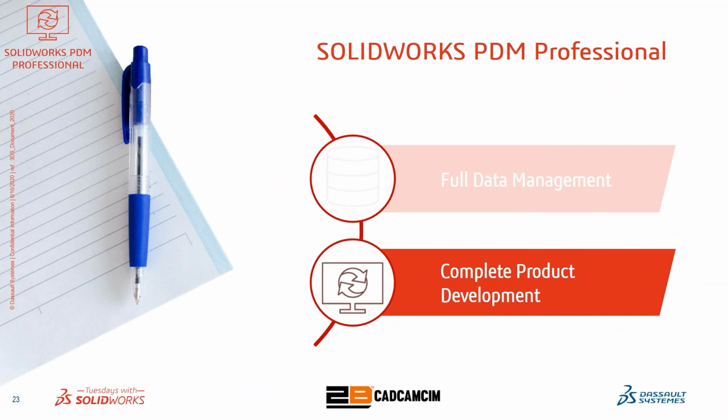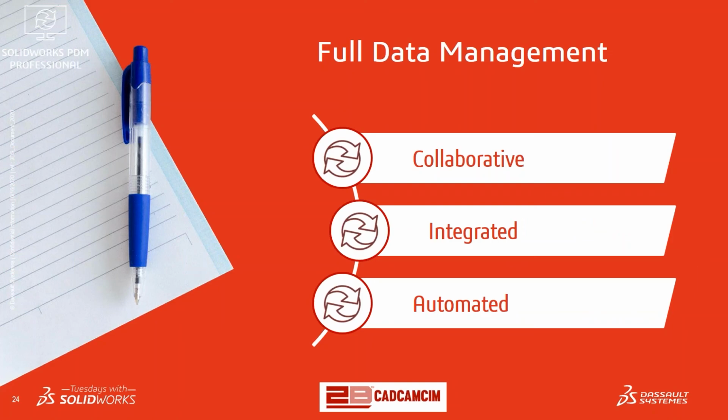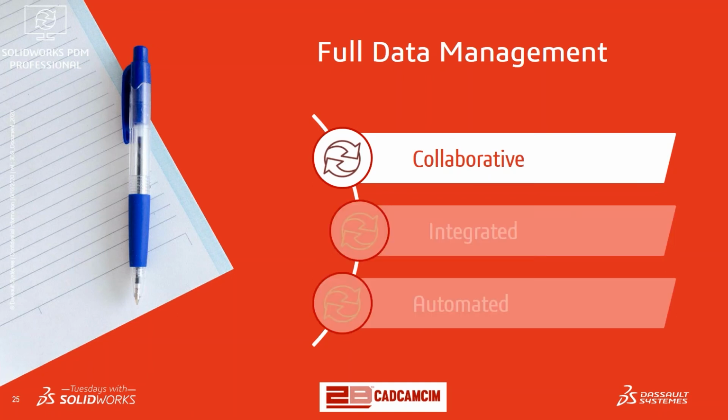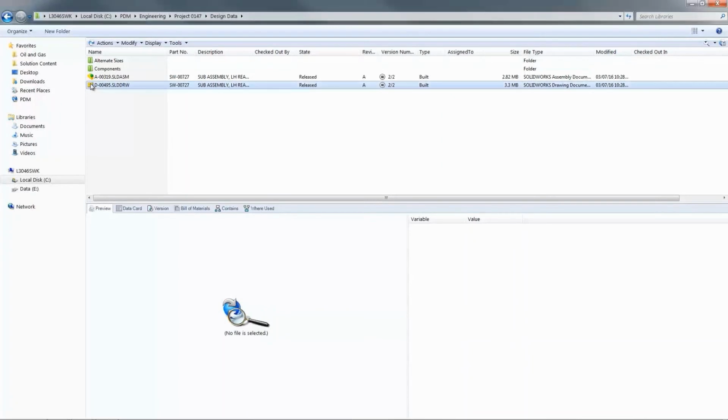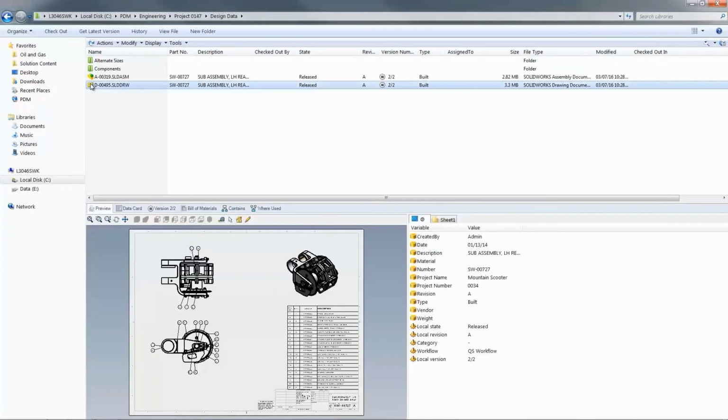The second part of our presentation today is product development tools. We have divided this section into 3 parts: collaborative, integrated, and automated. By collaborative, we mean SOLIDWORKS PDM tools that provide collaboration between other teams and other systems. Here, we will talk about collaboration between other people and systems.